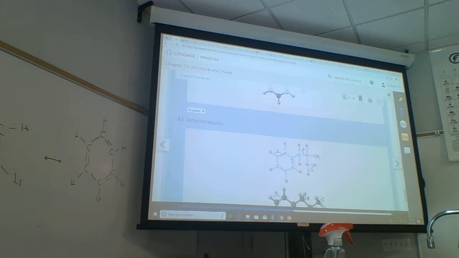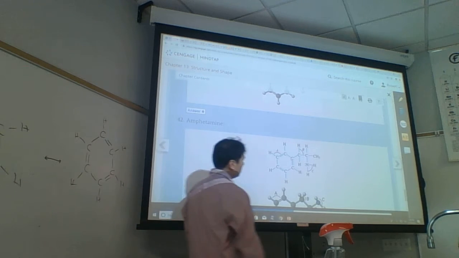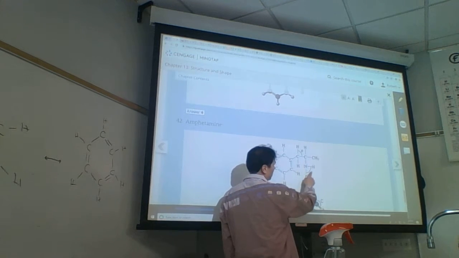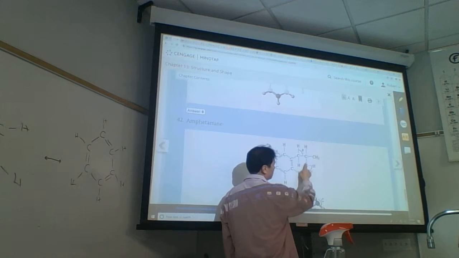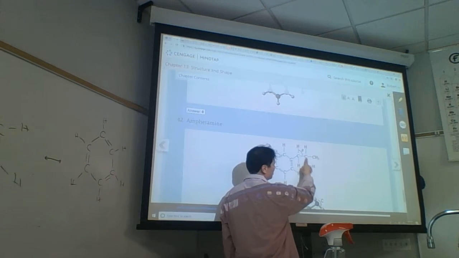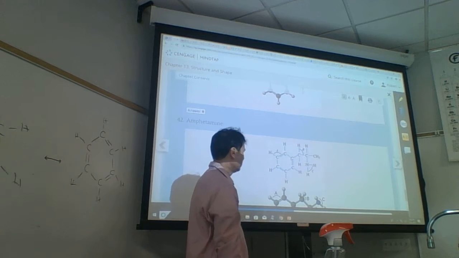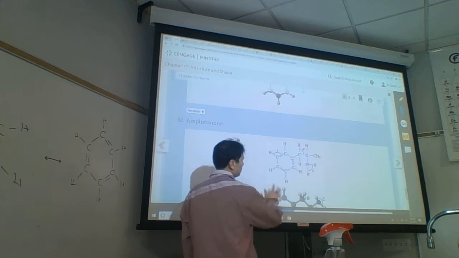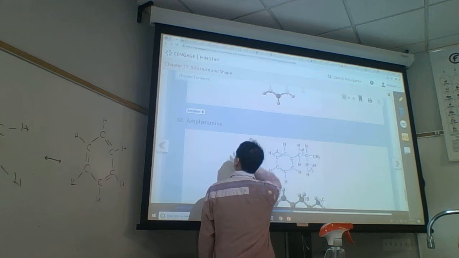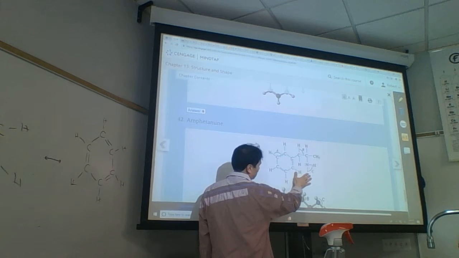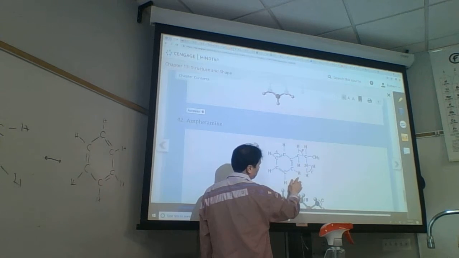Amphetamine. Amphetamine is an example of an amine. Amines will have this ammonia-style group here. So nitrogen, hydrogen, carbon. Carbon and hydrogen have similar electronegativity, so it's very ammonia-like. So these are called amines. A lot of drugs are amines.